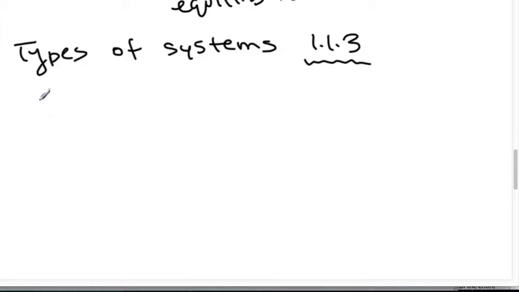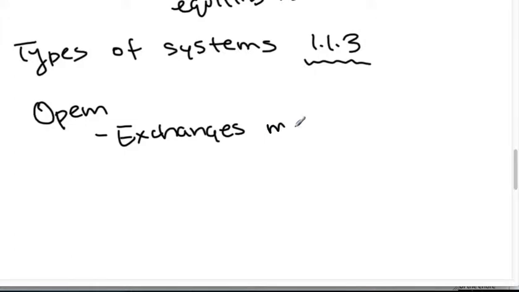And there are 3 different types of systems. Our first one is open system. And all that means it exchanges matter and energy.